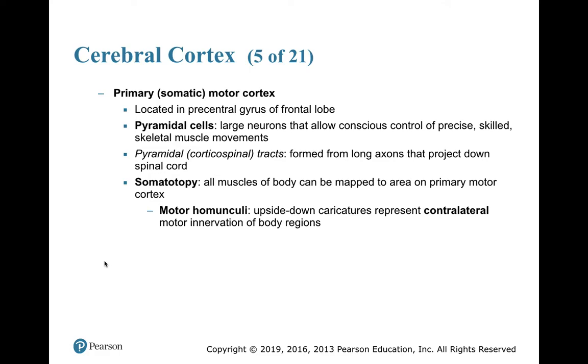Somatotopy: all the muscles in the body are mapped to an area on the primary motor cortex. And we have what we use for research as what is known as a motor homunculus, which is an upside-down caricature that represents the contralateral motor innervation of body regions.